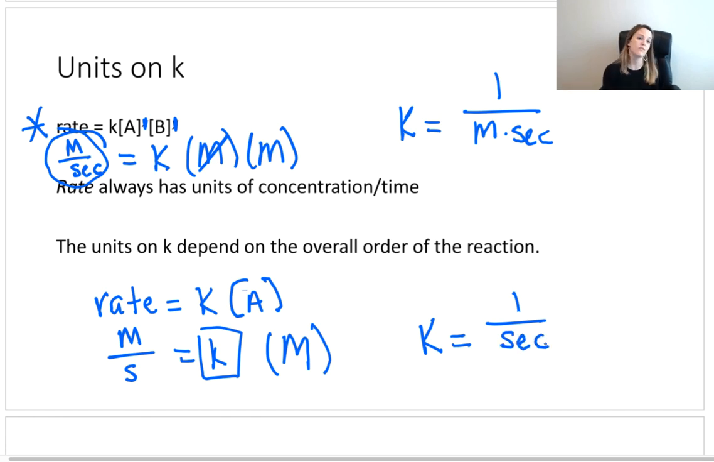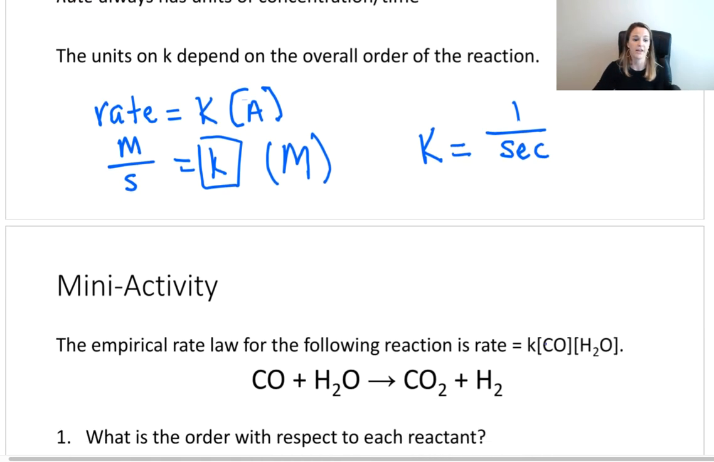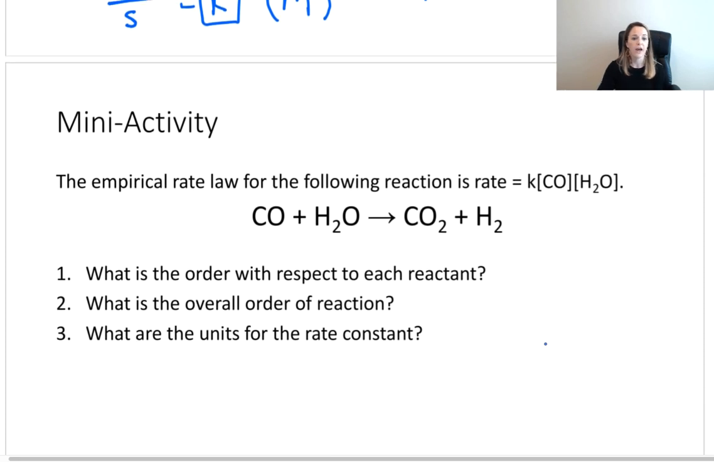So your units of K are always changing, and in a couple slides here and in the next episodes, we're going to start to see how the units of K can actually clue us into determining if we have something that's 0, first, or second order, and we'll go over that in just a second. But before we do that, I want to give you a chance to look into order, make sure you understand what that is, and so we have a mini activity.